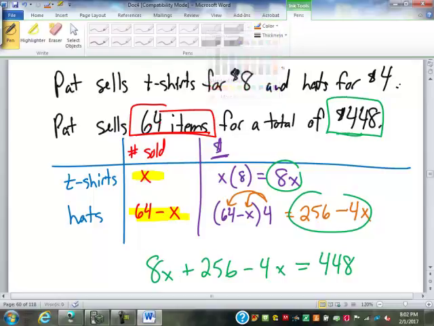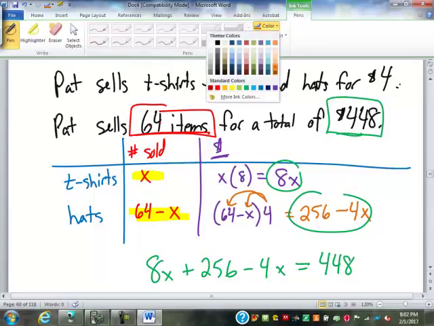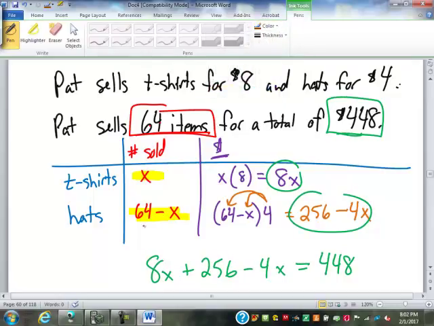This one's a little tougher. Do you understand where the 64 minus x comes from? Okay. Well, then all I did is we took the number sold times the dollar amount each. So x times $8 each is 8x, the dollars for the t-shirts. Then we have 64 minus x hats times $4 each. So that's the dollar amount for the hats. So we're just adding the two dollar amounts together to get the total dollar amount.